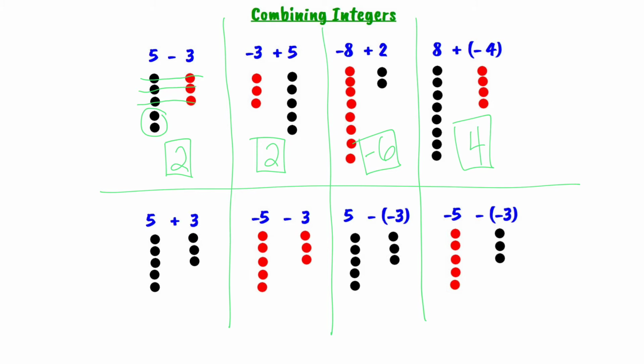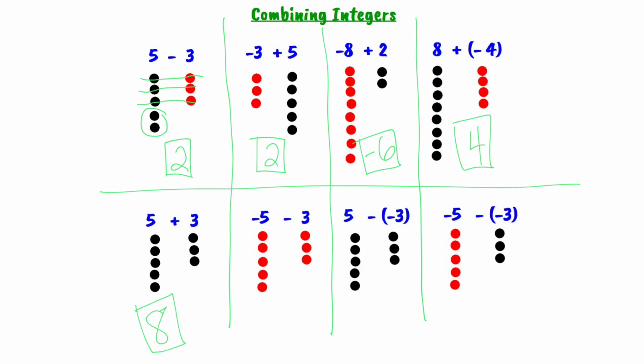All right, next one. What if both of your numbers are the same sign? And so the second grade math again, 5 plus 3. Well, I know 5 plus 3 is 8, but this is what it looks like with the chips. Since all the numbers are positive, then I have, in this case, all the black chips are 8 of them, so I've got a positive 8.